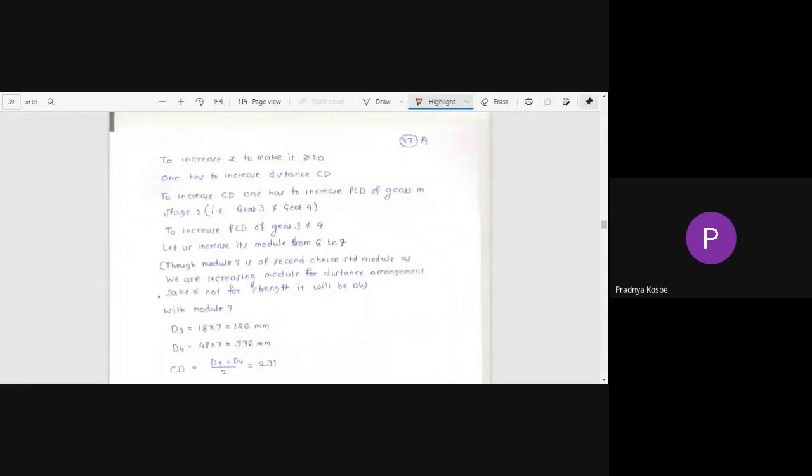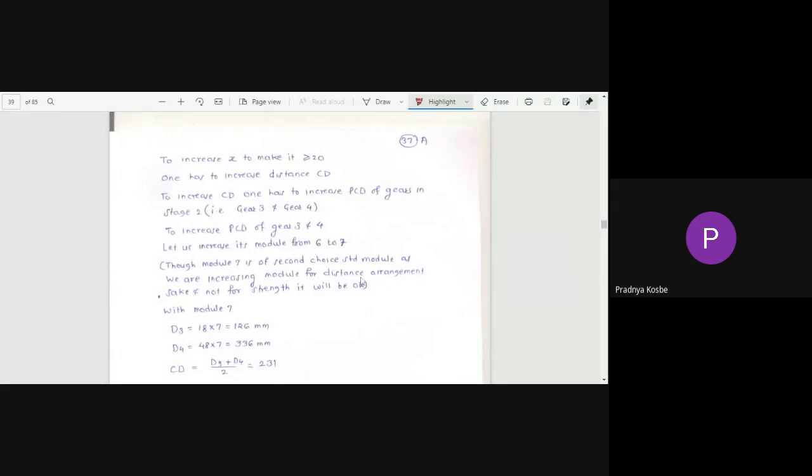Now, how will you increase the pitch circle diameter? Obviously, for increasing pitch circle diameter, we have to increase the module, because pitch circle diameter is always in terms of a module. What module have we calculated? It is 6 mm. So increase it to the next standard module. What is the next standard module available in the series of a module? That is 7 mm. Okay.